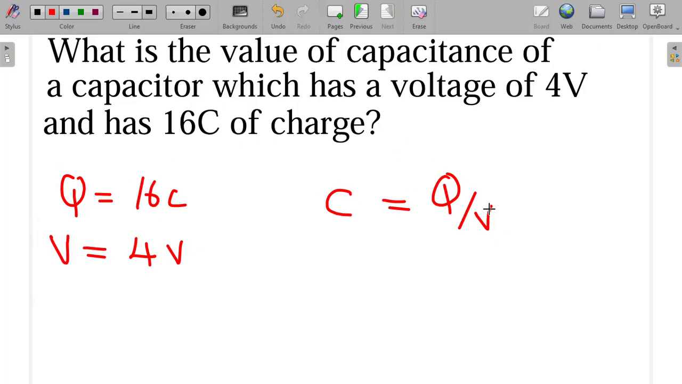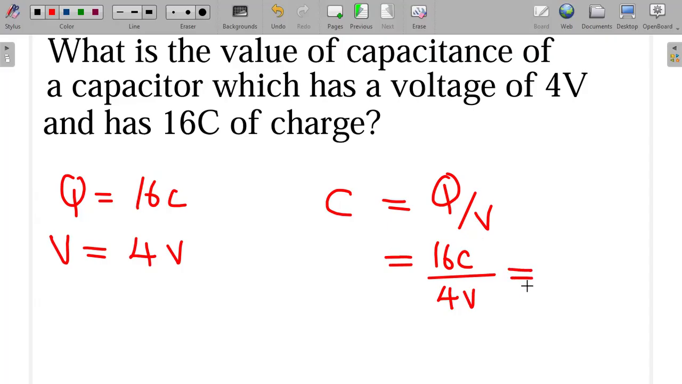So most students confuse the formula. Instead, they'll write capacitance is equal to voltage over charge, which is wrong. So the correct thing to write is charge over the voltage. So now the charge that we've been given here is simply 16, divided by the voltage, which is 4 volts.